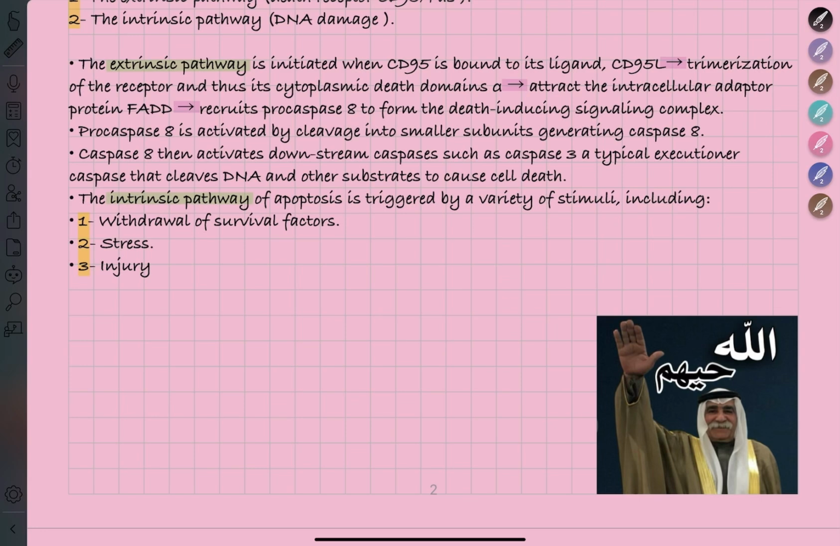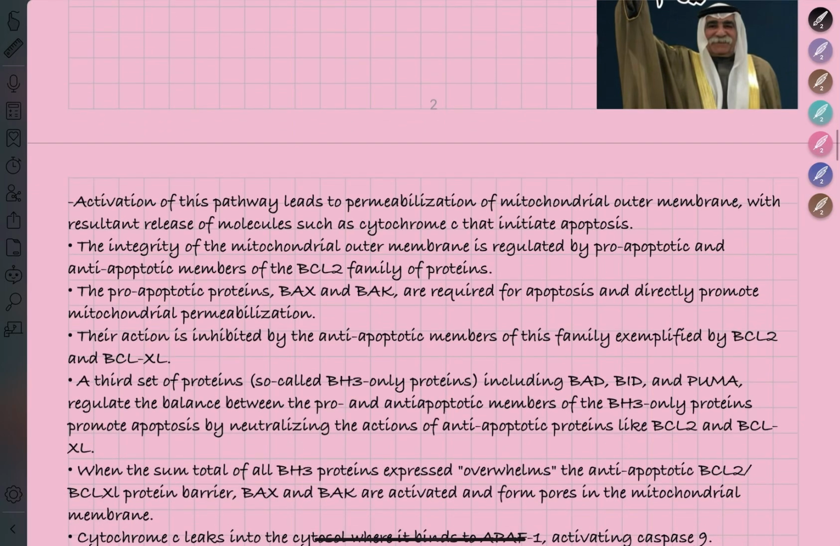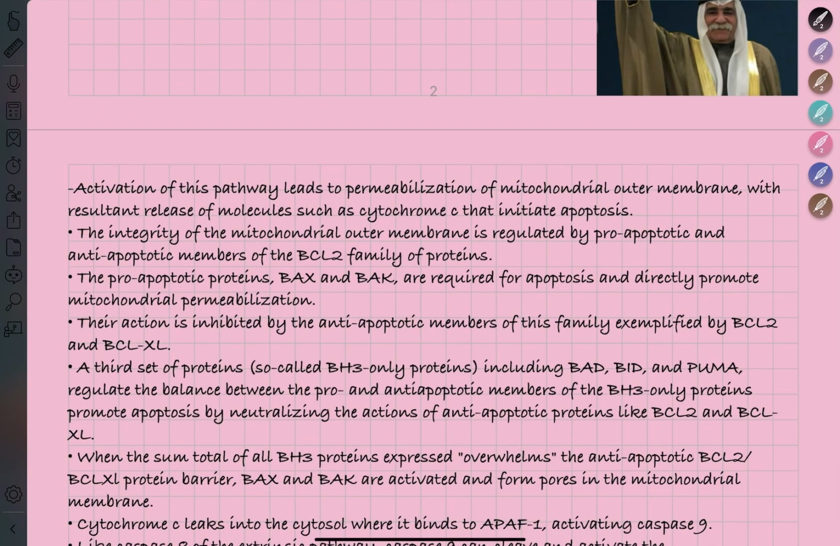Stress and injuries from whatever. Stress or injuries may be accumulation of reactive oxygen species, excessive DNA mutations, maybe some organelles are facing some problems, whatever, some sort of injury. So, activation of this pathway will increase the permeability of the mitochondrial outer membrane. The mitochondrial outer membrane. So it will cause the release of specific molecules, including cytochrome C. These will initiate apoptosis. Now let's talk about how.